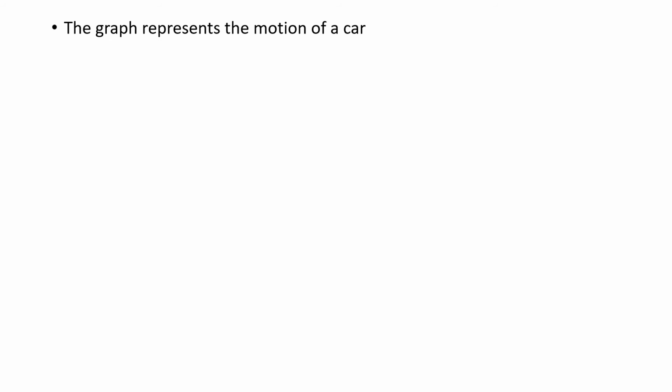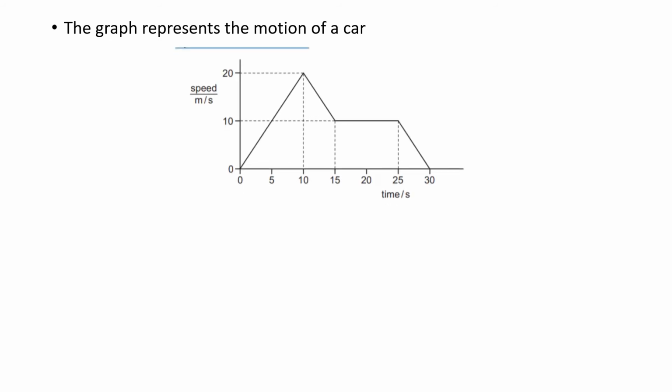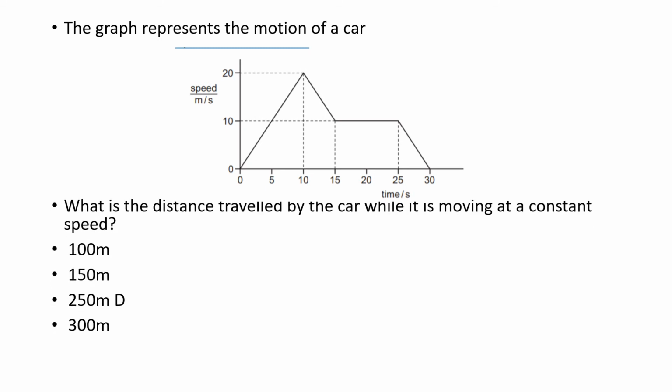The next question is, the graph represents the motion of a car. See, this is the graph. Now, what is the distance traveled by the car while it is moving at a constant speed? The options are 100, 150, 250 and 300 meter. What we have to find out is the distance. The speed time graph is given. From a speed time graph, how can we find out the distance? The area under the speed time graph will give you the distance.